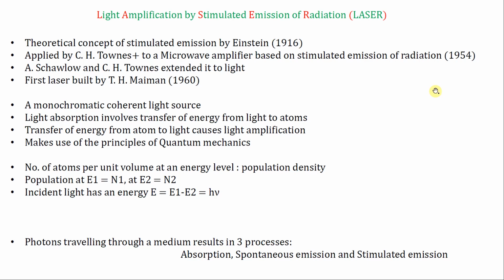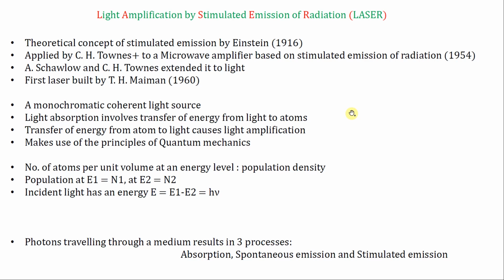Now later, C.H. Townes along with Schawlow extended it to the case of light or optical light. And the first laser was built by T.H. Maiman in the year 1960. So a laser is actually a monochromatic coherent light source, and usually whenever we say that light is being absorbed by an atom, actually what the atom is doing is it is taking the energy from the light. So there is a transfer of energy from the light to the atoms.